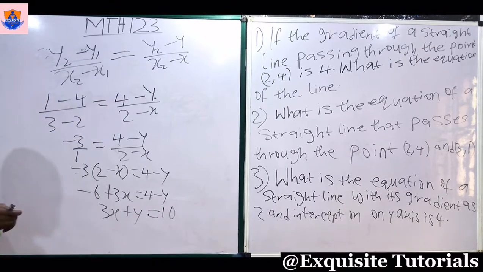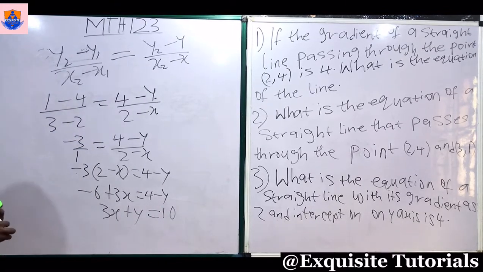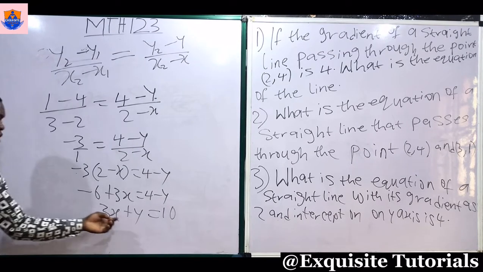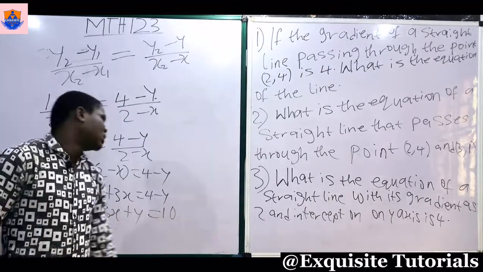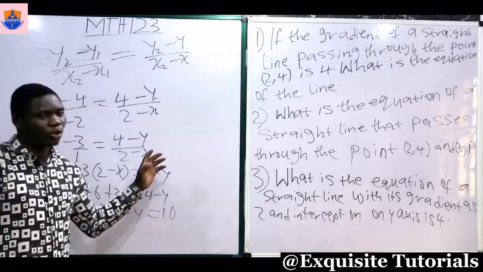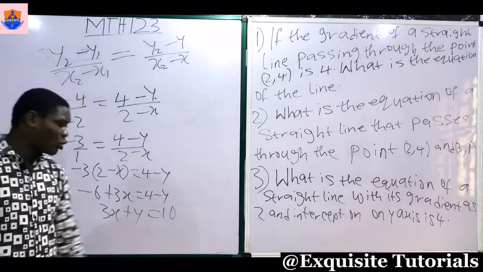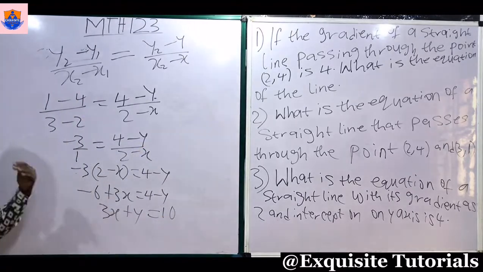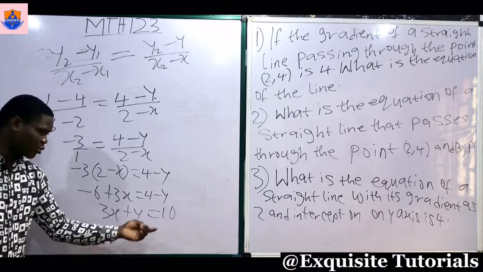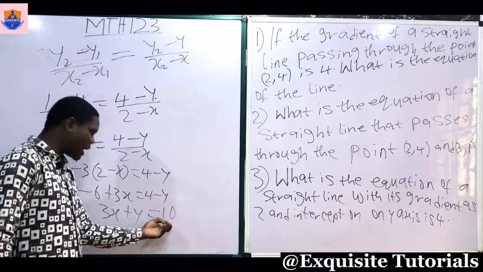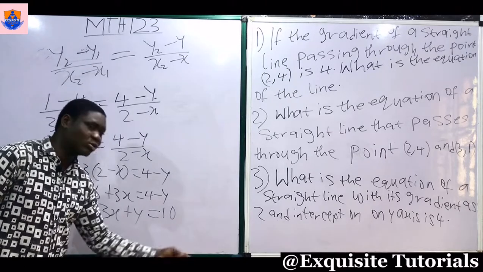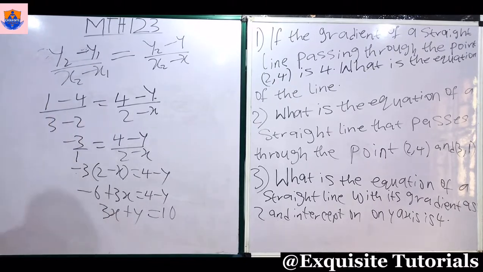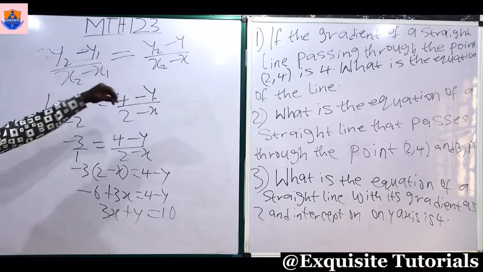Now mind you, if it's an OBJ exam you are preparing for, there are different ways they can write it. They can choose to make only y stand alone and take every other thing to the other side. They can choose to make only x stand alone and take every other thing to the other side. Or they will take everything to one side and make it equal to 0. So if I choose to take everything to one side, I will have 3x plus y minus 10 equals 0. That's also the equation of the straight line. So that's for question 2.